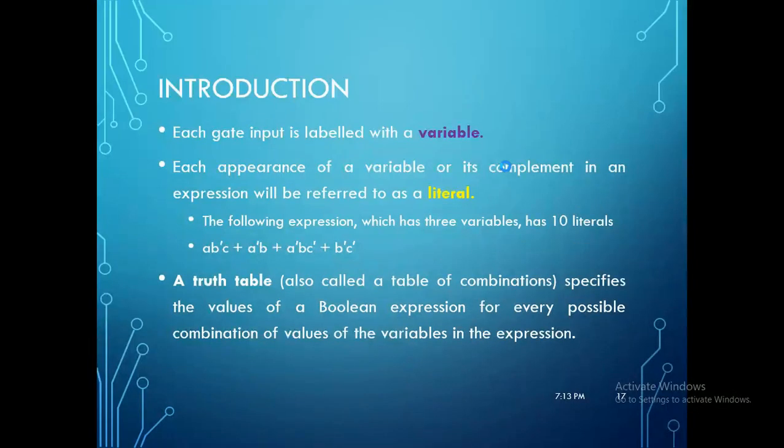Students, let us see what is a variable and what is a literal. Each gate input is labeled with a variable. If you see this particular example, there are three variables: A, B, C. So there are three variables. Now let us see what is a literal.